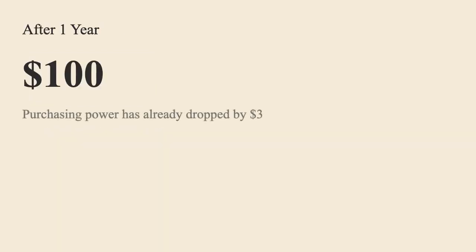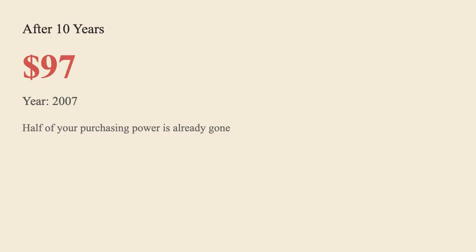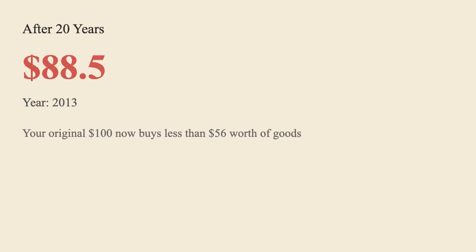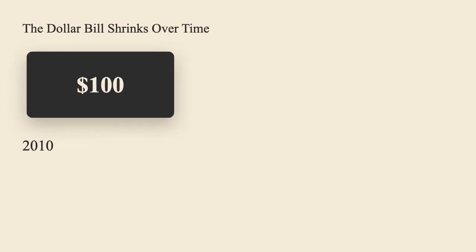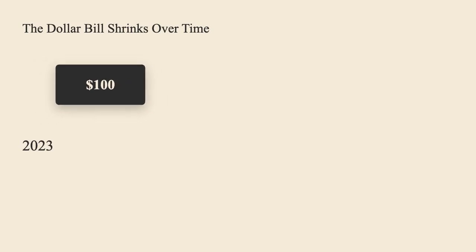After the first year, the purchasing power falls to $97. After 5 years, it drops to roughly $86.50. After 10 years, the original $100 is worth only $74 in 2005 terms. After 15 years, the value has fallen to $64. After 20 years, it reaches approximately $55.30. The animation displays the original bill gradually shrinking while the years advance along the bottom of the frame.